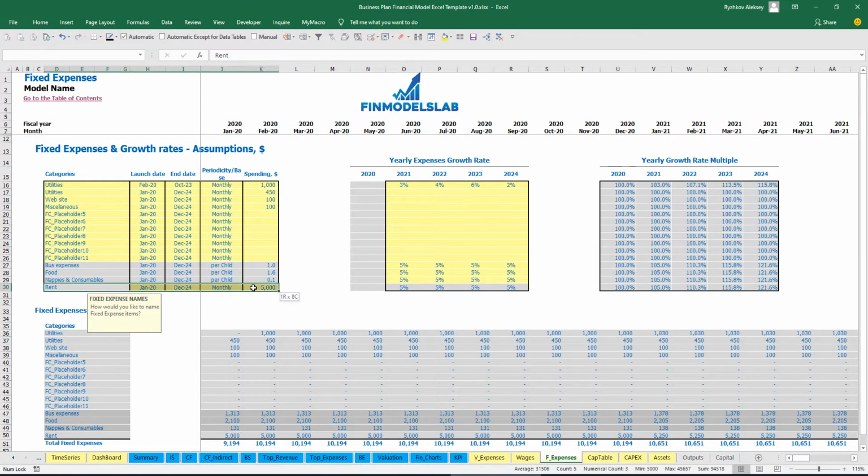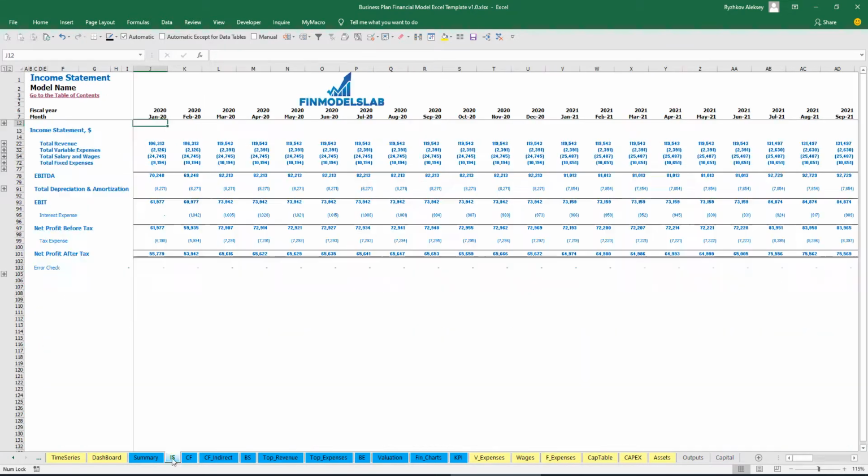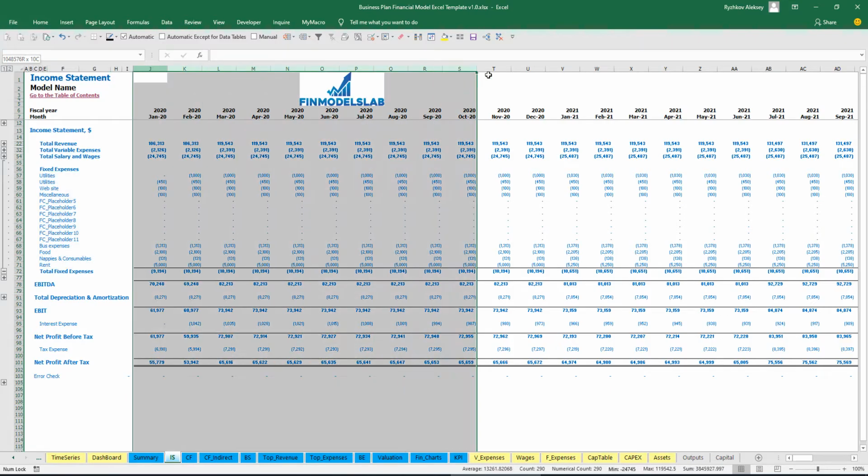Separately, you can set up also rent, which is a predefined cell, but the amount is also changeable. And growth rates for the rent are also connected to the dashboard. That's why you should not change these gray cells. Once you set up all the fixed expenses, you may see them in the income statement, in the total fixed expenses section, where you may see the breakdown by categories and by months as well.